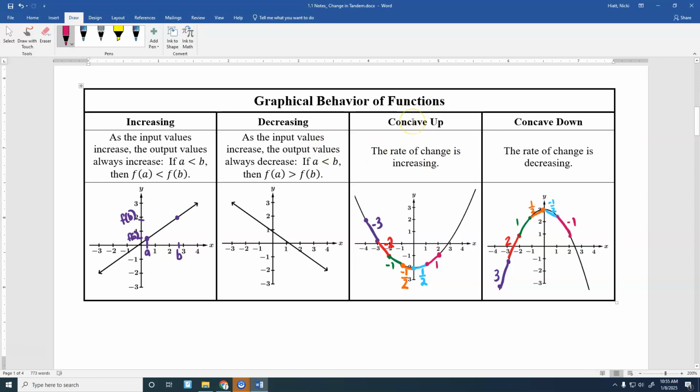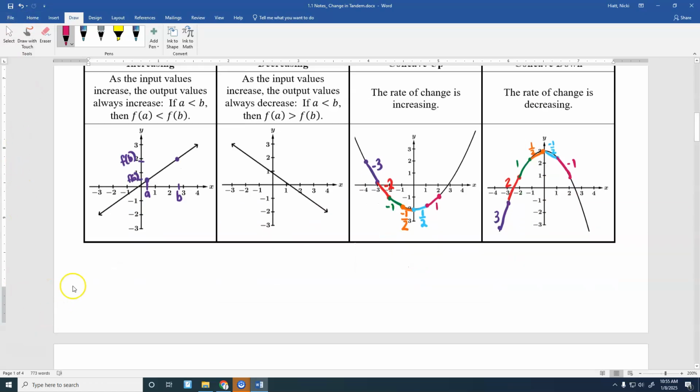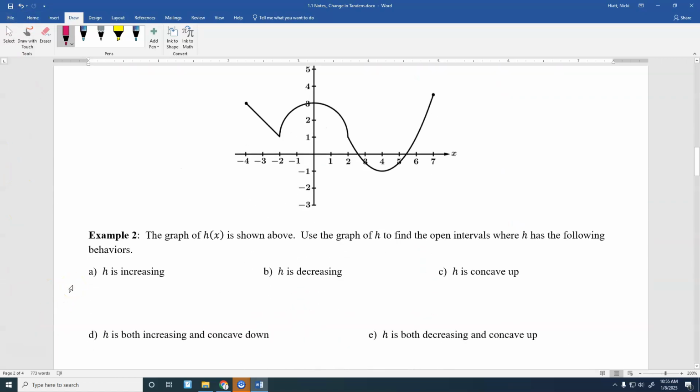If our graph is concave up, our rate of change is increasing. If our graph is concave down, our rate of change is decreasing here. So let's look at some of the examples that they give us.